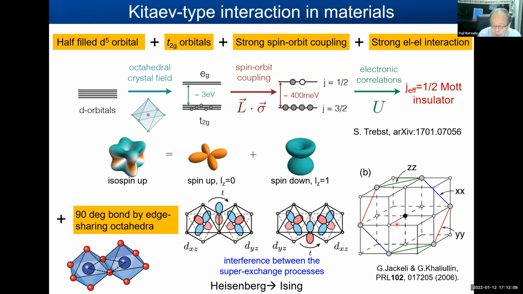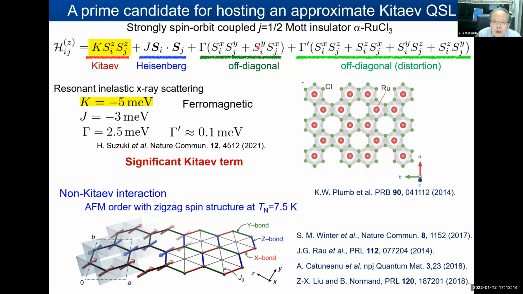The strongly spin-orbit coupled J equal one-half Mott insulator alpha-RuCl3 is a prime candidate material for Kitaev interactions. Actually, this material has non-Kitaev terms, such as Heisenberg and off-diagonal terms. But several recent experiments, such as resonant inelastic X-ray scattering, show a significant Kitaev term in this material. This material has a honeycomb lattice of ruthenium ions. Because of the non-Kitaev terms, this material has antiferromagnetic order with a zigzag spin structure at 7.5 Kelvin.